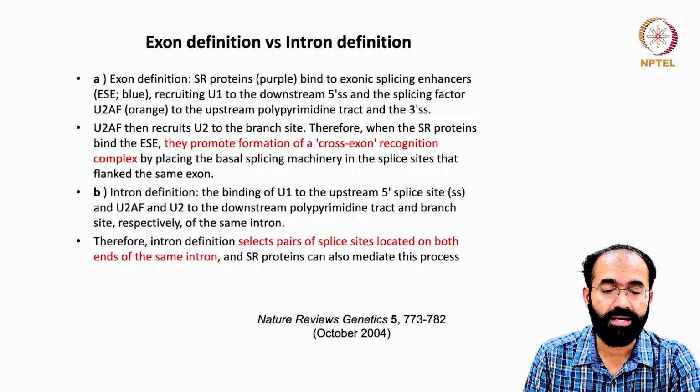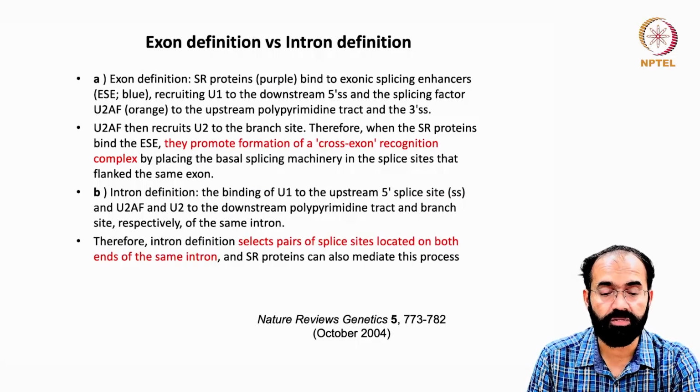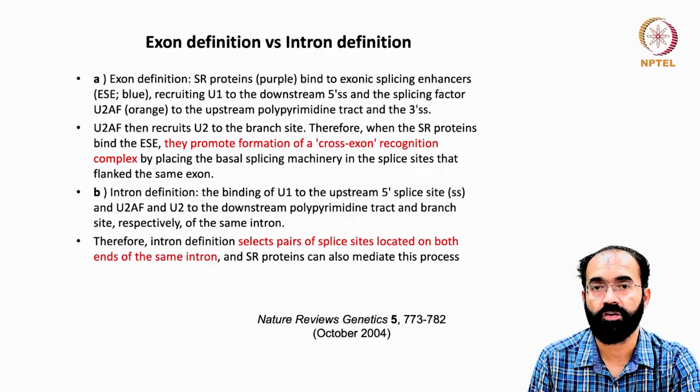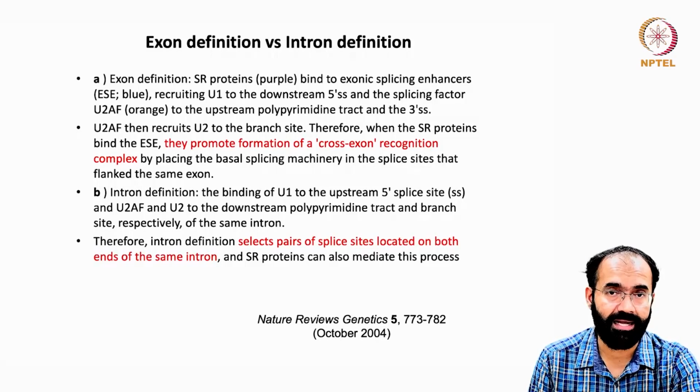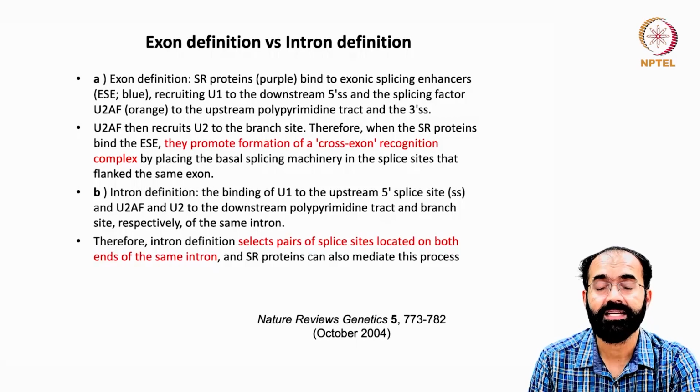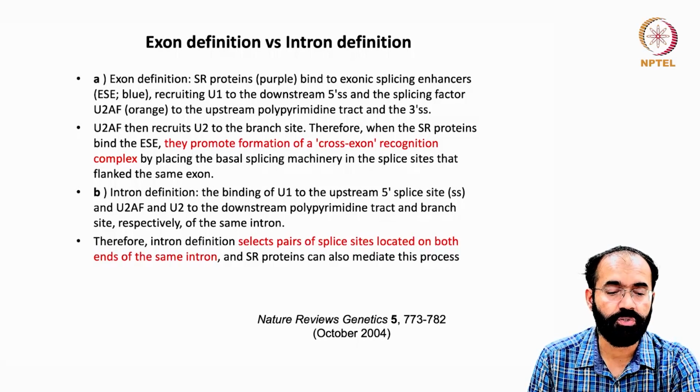And what happens, and this is located downstream of the polypyrimidine tract. So the branch point is followed by the polypyrimidine tract, followed by the downstream exon, and this is occurring at the 3' splice site. So U2AF then recruits the U2 snRNA to the branch site.